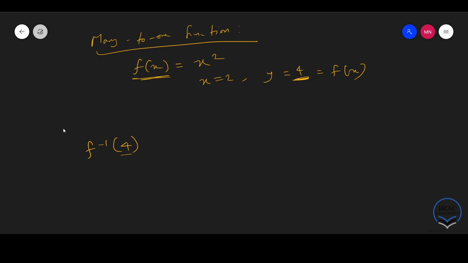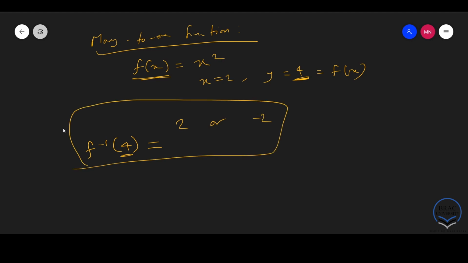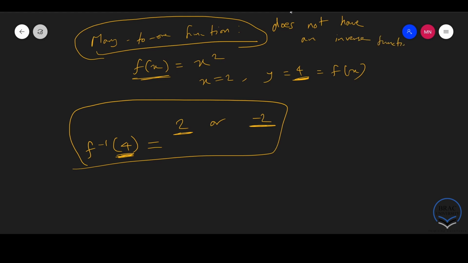So we can see that for the input 4, this corresponds to two output values. We can have a 2 or a -2, right? And that defies the definition of a function. We're taking a single input, but we're getting two outputs, and this does not satisfy the definition of a function. Therefore, a many-to-one function does not have an inverse function, right?